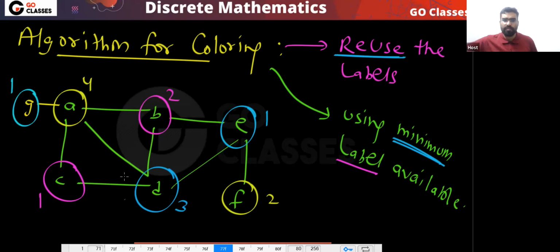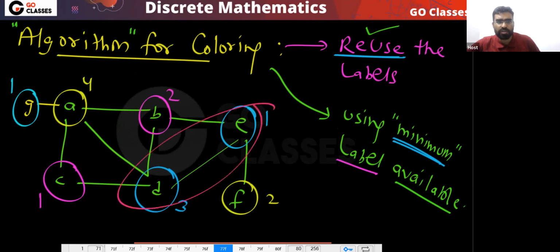Okay, so this is the algorithm. Algorithm means an automatic procedure. What you are doing is reusing the labels, meaning you are using the minimum label that is available. This is called the greedy algorithm. Yes, D and E are adjacent, so they have different colors. These are the colors.